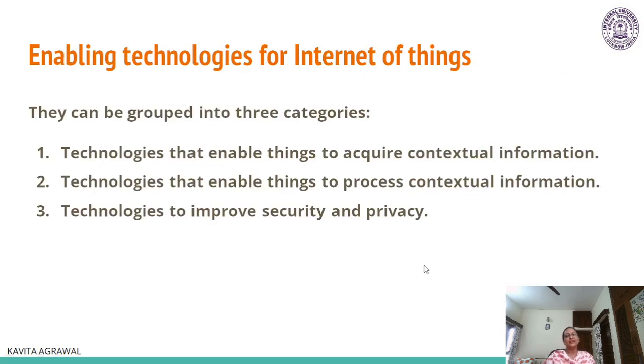So if I look at the technologies which enable Internet of Things, they can be grouped into three categories. We have to have a technology which will help us acquire the contextual information. That is, if I am trying to sense something, I have to have a technology which will help me acquire or sense that data. So I need a technology to acquire contextual information.